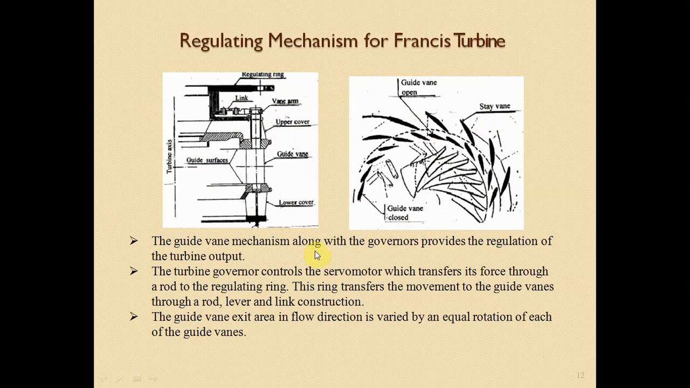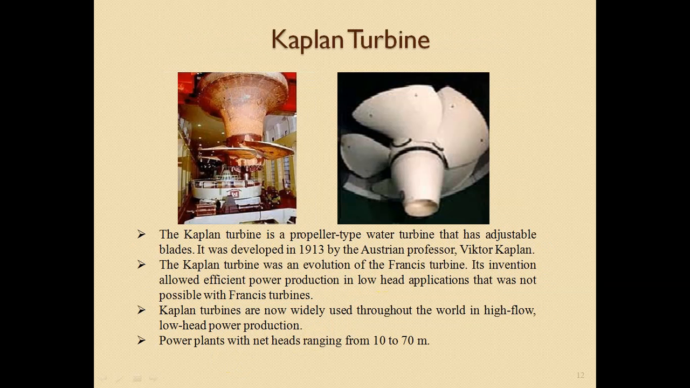The guide vane mechanism, along with the governors, provides the regulation of the turbine output. The turbine governors control the servomotor which transfers its force through the rod to the regulating ring. The ring transfers the movement to the guide vanes through a rod, lever, and link construction. The guide vane exit area and flow direction are varied by equal rotation of each of the guide vanes.